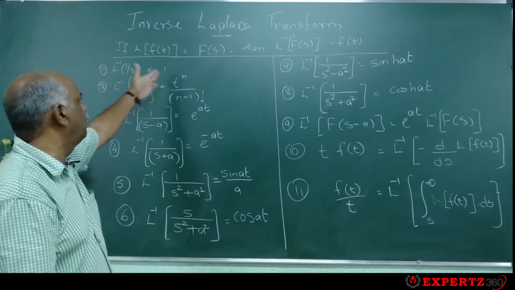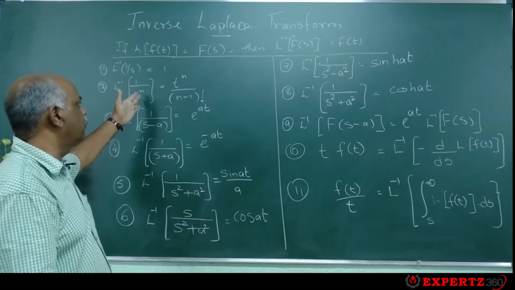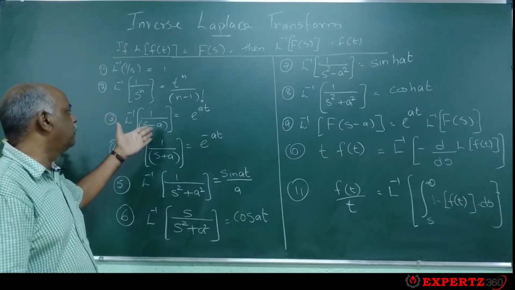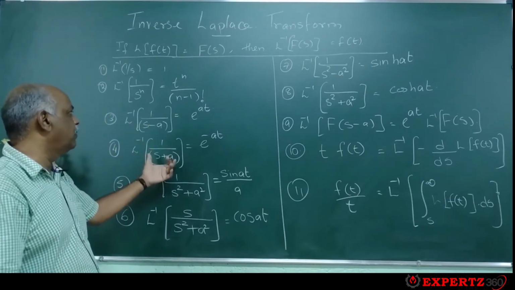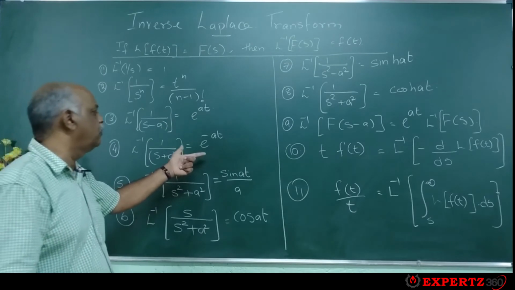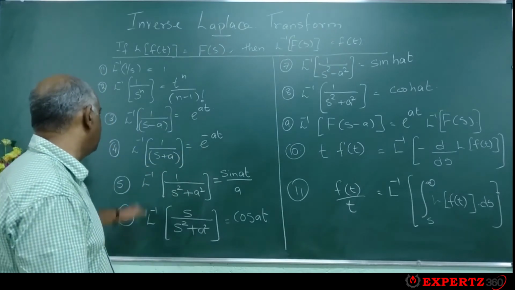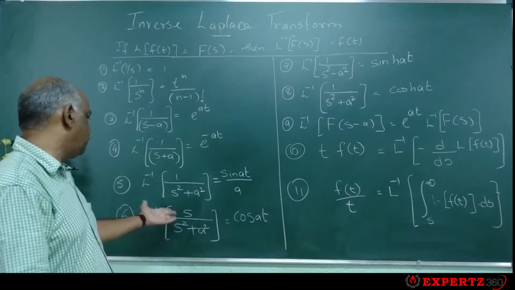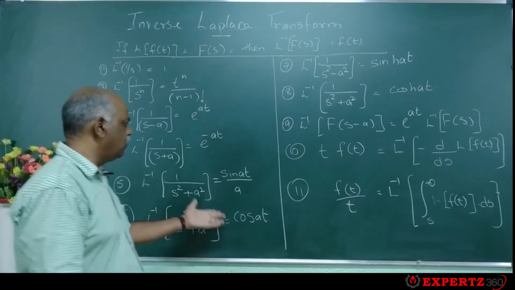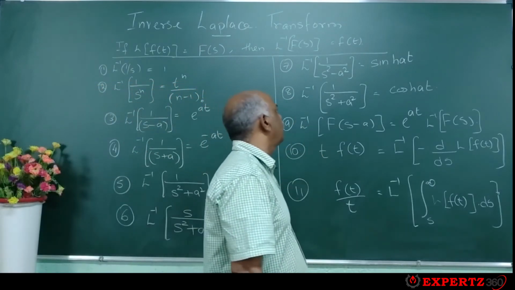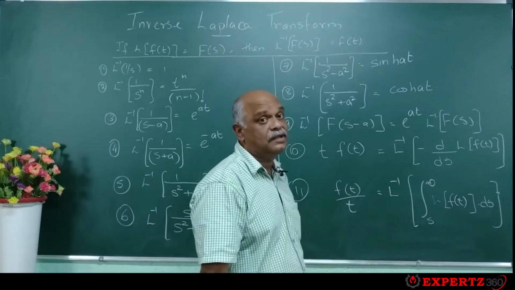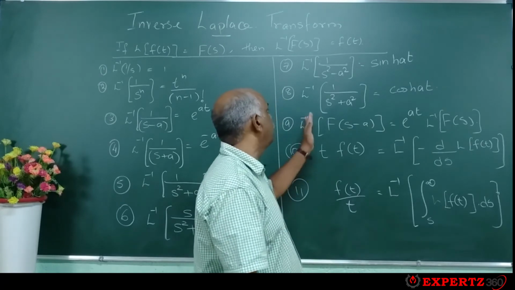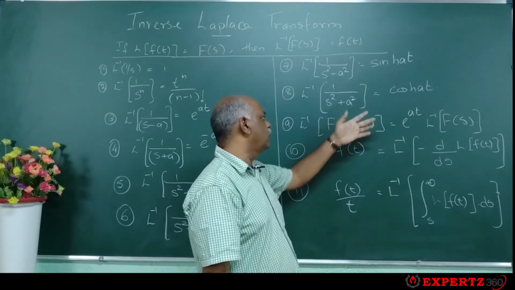Laplace inverse of 1 by s is equal to 1. Laplace inverse of 1 divided by s raised to n is t raised to n minus 1 divided by n minus 1 factorial. Laplace inverse of 1 divided by s minus a is e raised to at, and of 1 divided by s plus a is e raised to minus at. This we usually come across in signals and systems. Laplace inverse of 1 divided by s square plus a square is sin at by a. Laplace inverse of s divided by s square plus a square is cos at. Laplace inverse of 1 divided by s square minus a square is sinh at by a, and sinh at you can write as e raised to at minus e raised to minus at divided by 2. And Laplace inverse of s divided by s square minus a square is cosh at.